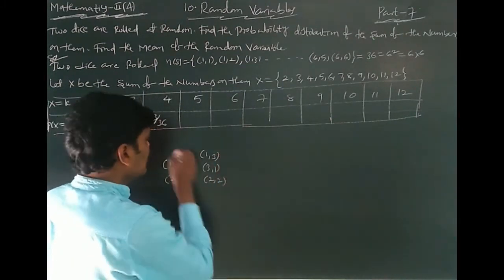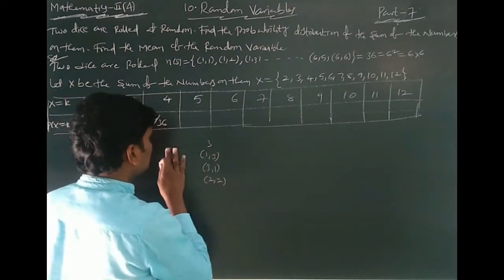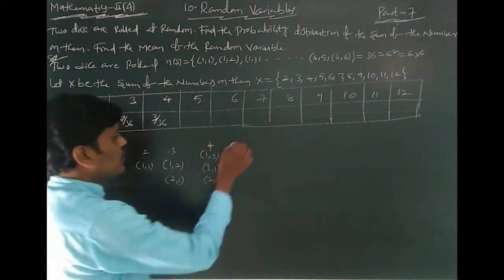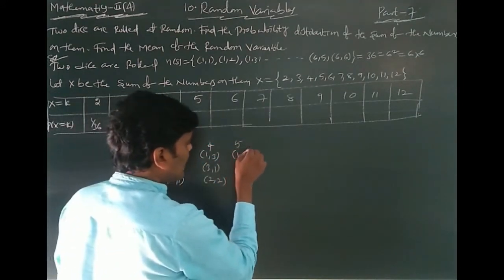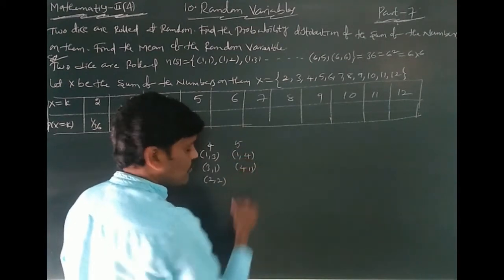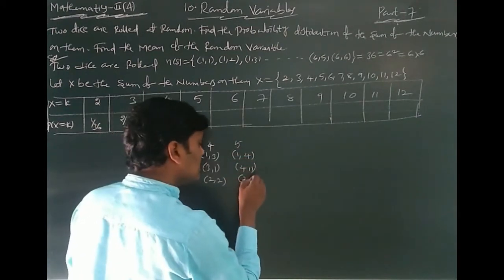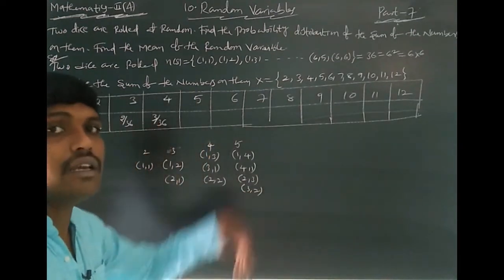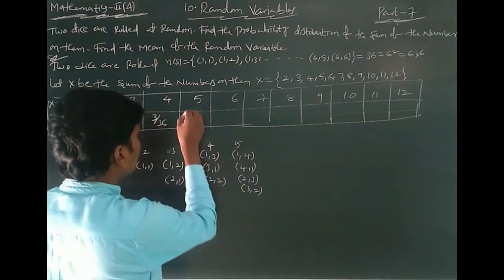Sum 2 is only 1 comma 1, this is 3, this is 4. Sum 5, how much? 1 comma 4, 4 comma 1, 2 comma 3, 3 comma 2. Anyone else? Not there. That's why you can write 4 by 36.